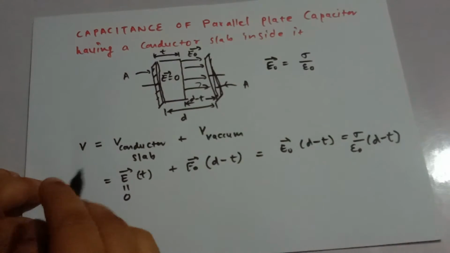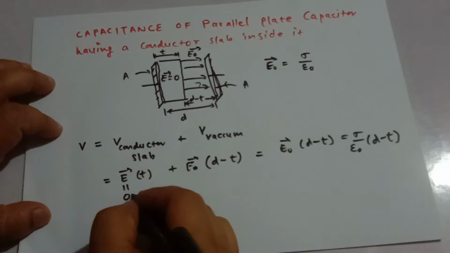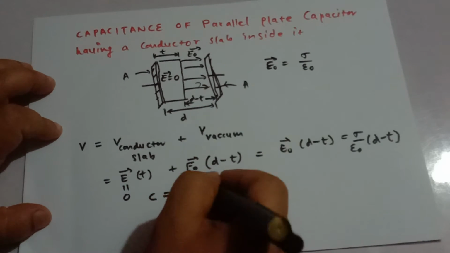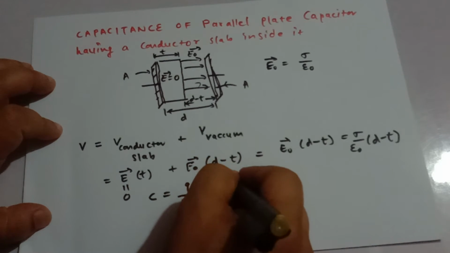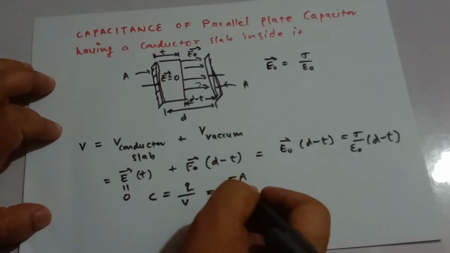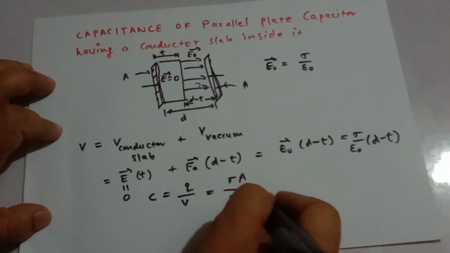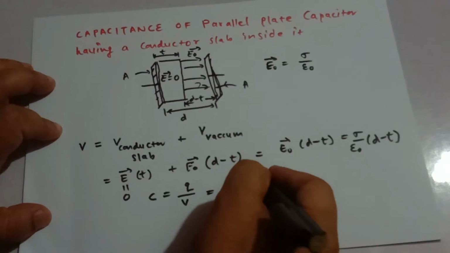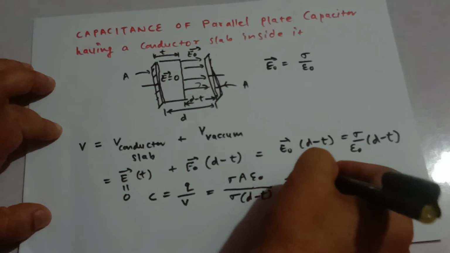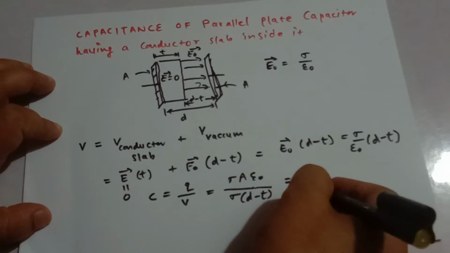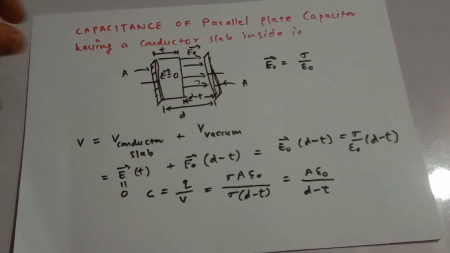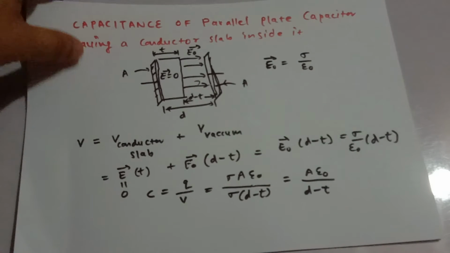So now our task is very simple, we just calculate C. C is nothing but Q upon V, and Q is sigma into area, and V is sigma upon epsilon naught into d minus t, and this epsilon naught would come on the upper side, so that would become A epsilon naught divided by d minus t. Very simple.